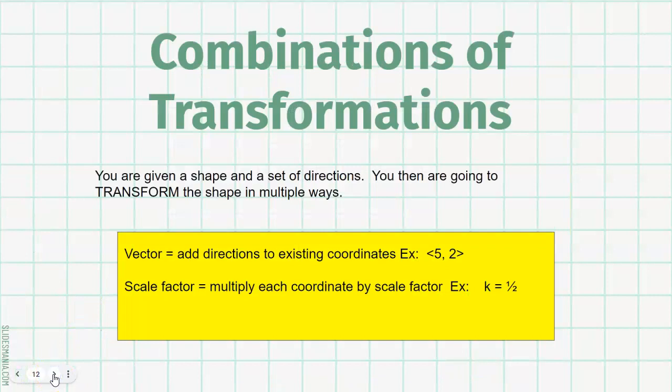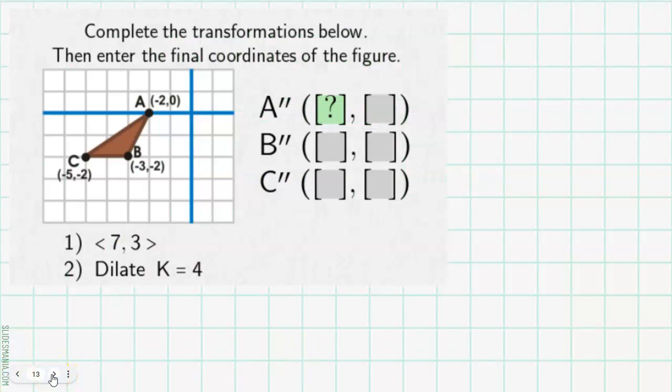Once you have all of that under your belt, then you're ready for a little extra challenge today where you will combine all sorts of directions for transformations. So basically you're given a shape and a set of directions, and then you have to transform the shape in multiple ways. So just remember that when you're given a vector, you add. When you're given a scale factor, you multiply. So just a little reminder there.